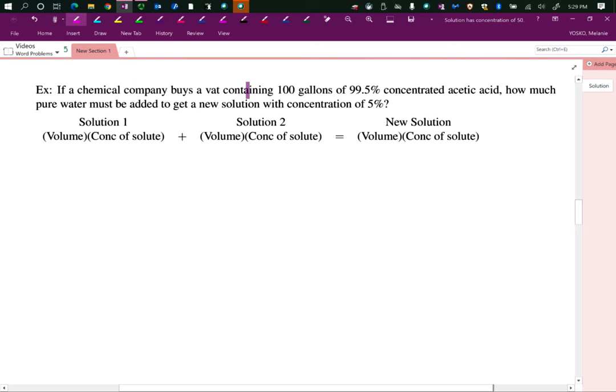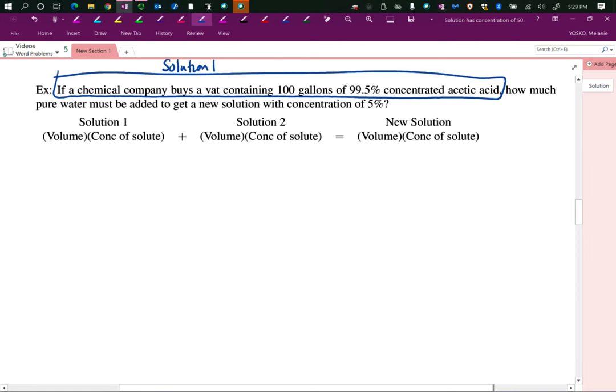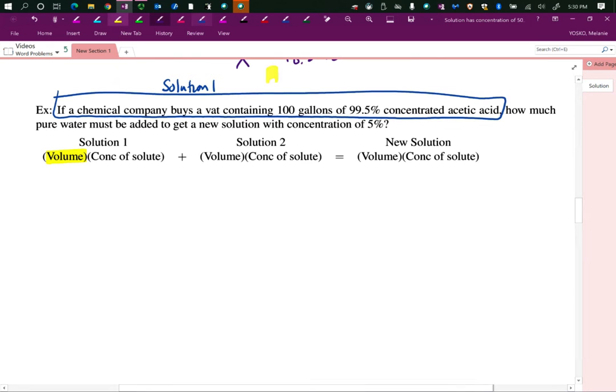If a chemical company buys a vat containing 100 gallons of 99.5% concentrated acetic acid. So this part of the problem right here is talking about solution 1. Okay, so read that part again. If a chemical company buys a vat containing 100 gallons of 99.5% concentrated acetic acid, do we know the volume? Do we know the concentration of solute? Read it again to yourself. Which one is the volume? So I didn't mention it yet. Let's also verify that we know what the solute is, right? We have a solution, and the solute is acetic acid, okay? And the solvent, that's what we're mixing it with, in this case is pure water.